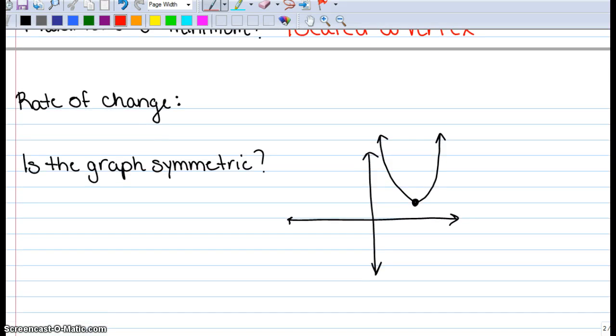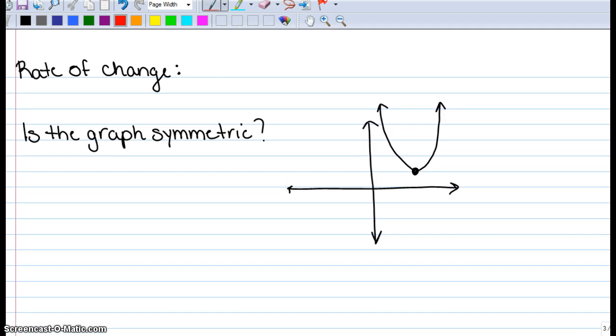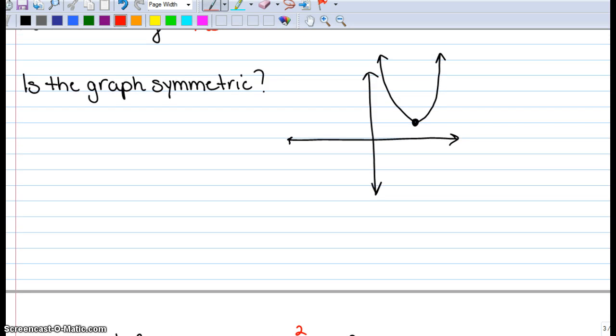Next up is rate of change. Rate of change is not constant. And that's because it's increasing or decreasing at different rates. Is the graph of a parabola symmetric? And our answer is yes. It is symmetric over the vertical line that runs through the vertex.